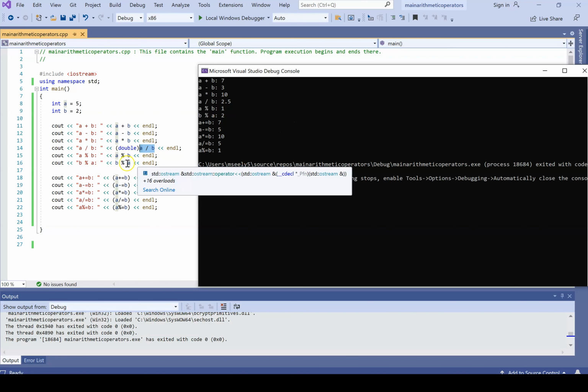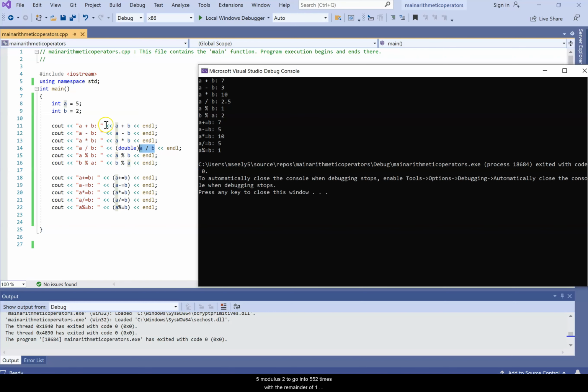So 5 modulus 2: 2 goes into 5 2 times with a remainder of 1, so 1's returned. And then if I switch it to modulus 5, the rule is that if the left-hand number is less than the right-hand number, then it just returns the left-hand number. So 2 is less than 5, so it returned 2. And then same thing when we add those together, we get 7.